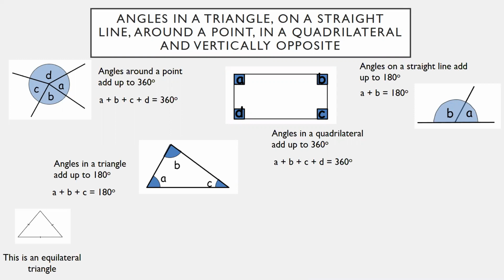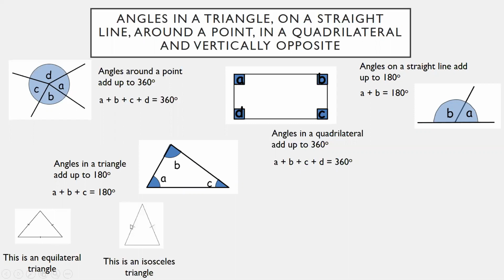So we have an equilateral triangle. That means that all three of these sides and all three of the angles are the same. So we would do 180 divided by 3, which would give us 60. So every angle in this equilateral triangle must be 60 degrees. So this would be 60, 60, 60.